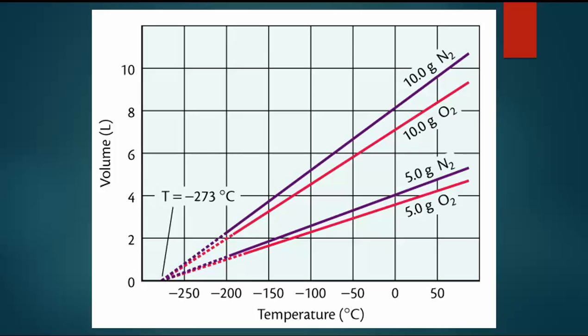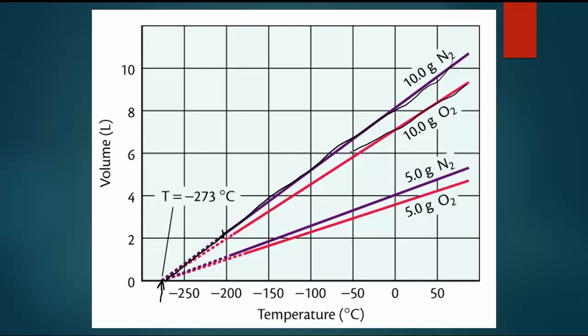All right, so they started monkeying around with these things. And for example, they took nitrogen, 10 grams of nitrogen. They cooled it down till around 210 below zero. And they discovered that it condensed at that point. It became a liquid. But if you were to take a ruler and a straight edge and extrapolate back where it would meet the x-axis, they discovered something very interesting.